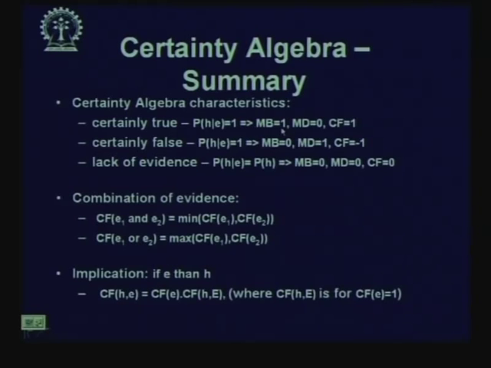Now this is equivalent to, in our certainty factor algebra, that MB of H given E is 1, MD of H given E is 0, and therefore the certainty factor of H given E is 1. If it be certainly false, then the probability of H given E is 0, MB is 0, MD is 1, and certainty factor is minus 1. Therefore, the range of certainty factor is from 1 to minus 1. Whereas the range of measure of belief is from 0 to 1, and MD is also 0 to 1, but certainty factor is from minus 1 to plus 1.